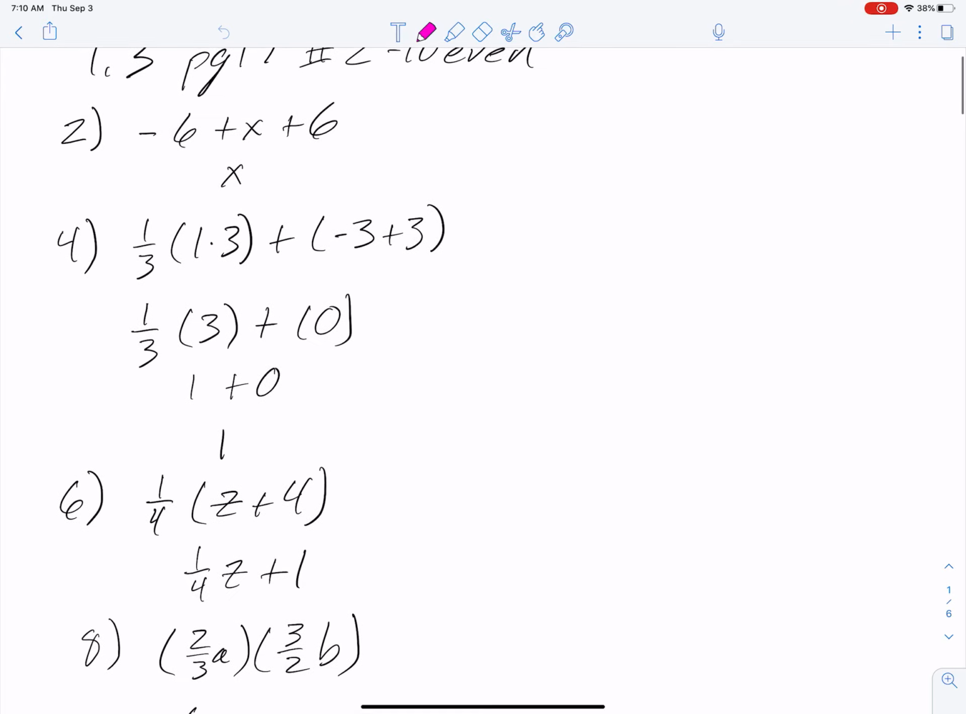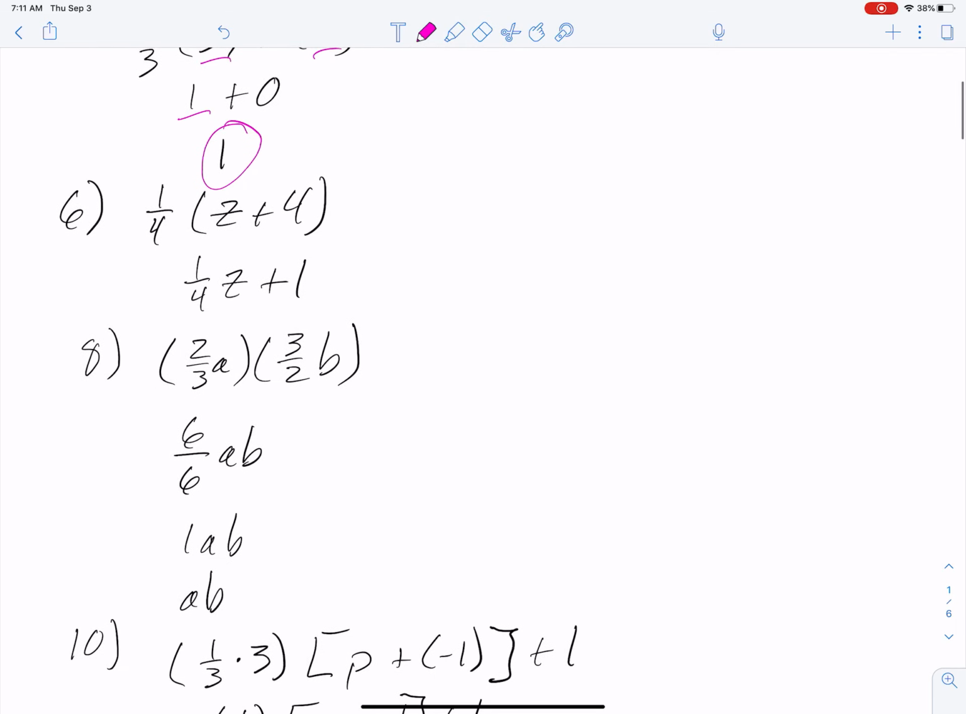Let's see. So, number 2, I simply have to combine my two like terms of 6 and -6, and end up with my final answer of x. Now, for number 4, I'm going to go through and kind of meticulously do my order of operations. My guess is that you might be able to combine some of these steps. I'm okay with that. But first things first, I simplify inside my parentheses. 1 times 3 gets me 3. -3 plus 3 gets me 0. I multiply my 1/3 times 1, get 1 plus 0, and I have my final answer of 1.